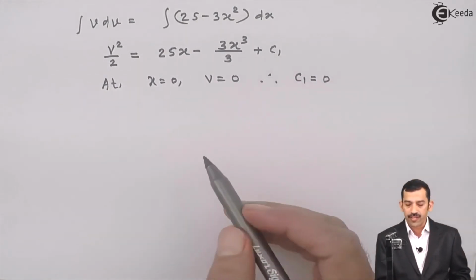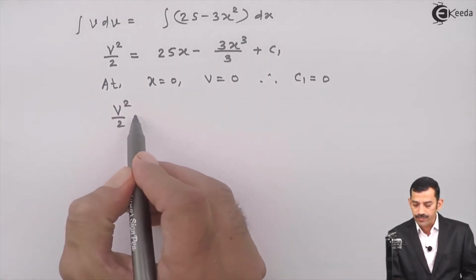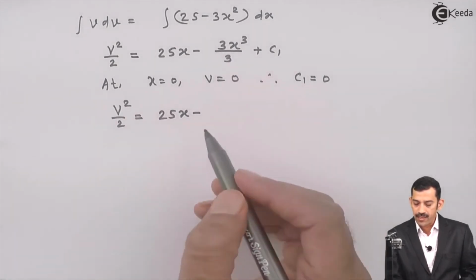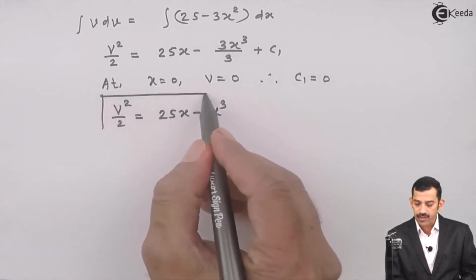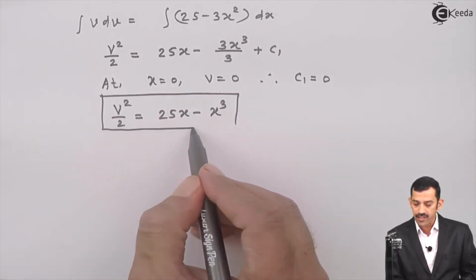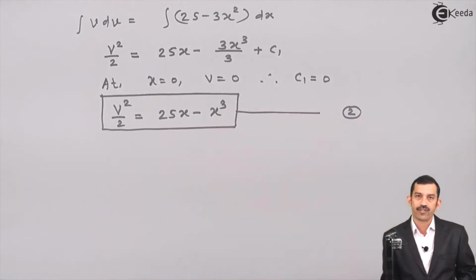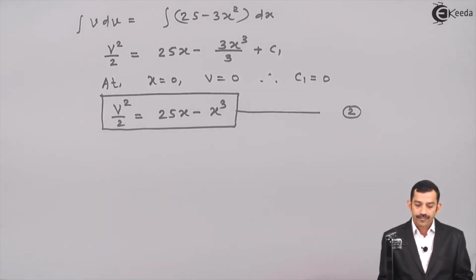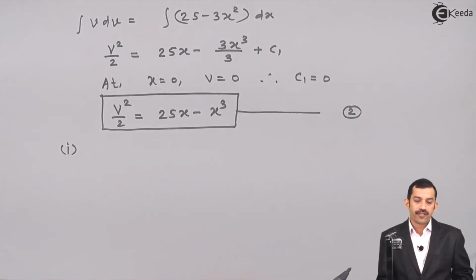If we substitute C1 as 0, we get the next equation: v²/2 = 25x - x³, since the 3 and 3 cancel. This is equation number 2. The first equation is the equation of acceleration in terms of x. The second equation is the equation of velocity in terms of x. Now what is asked in the problem? First part of the problem: the velocity when x = 2 mm.